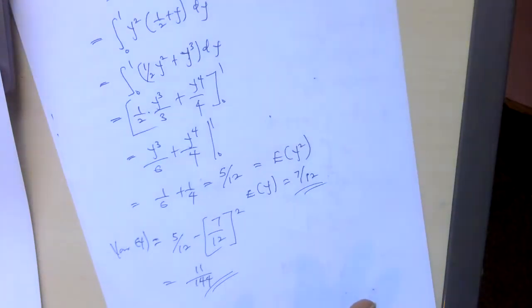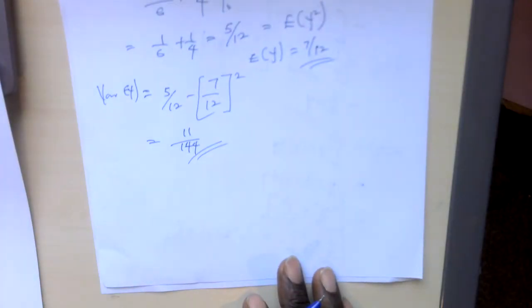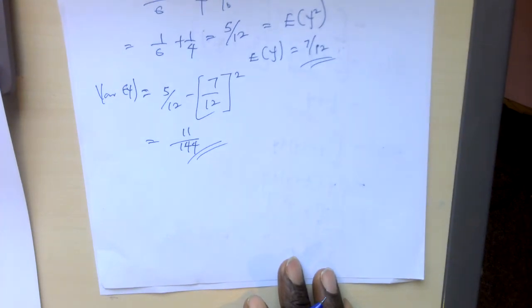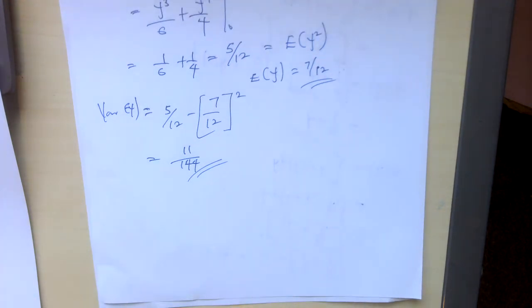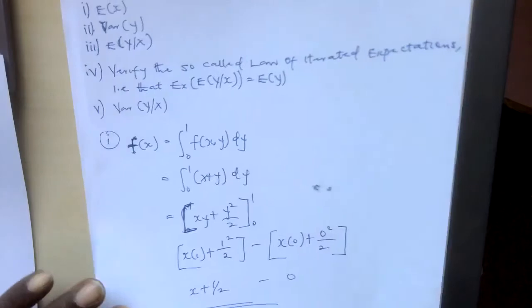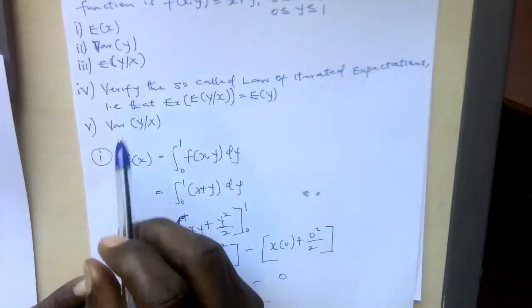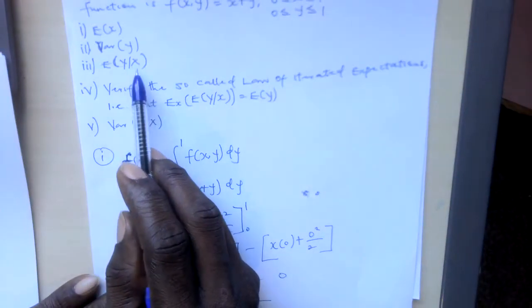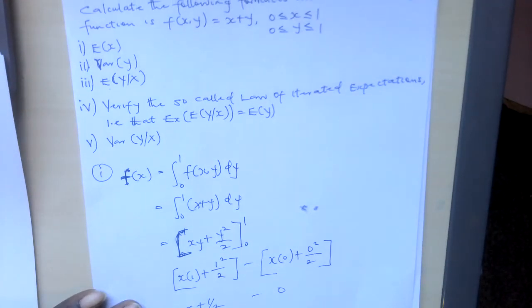So just note all of this. If you can follow the video clearly, you get this step easily. It's actually not difficult. So the third question now. The third question was, we're asked to get the expected value of y given x. Right, that's the third question.